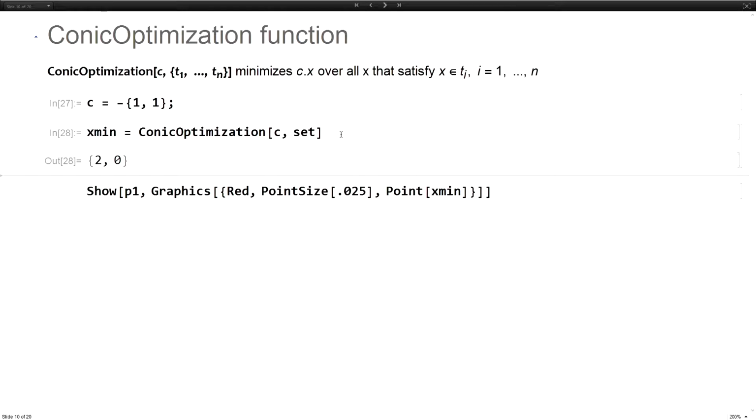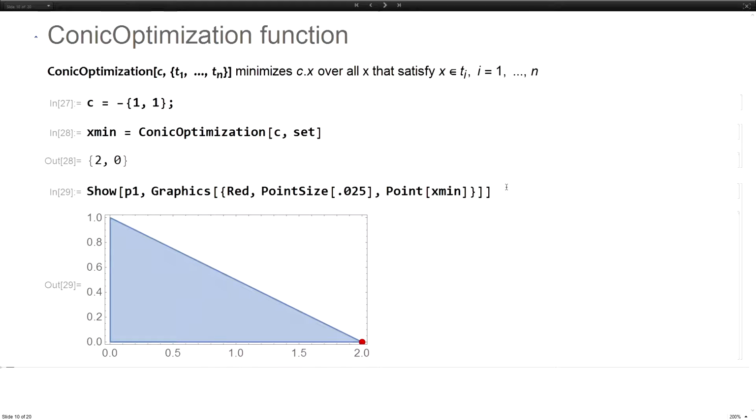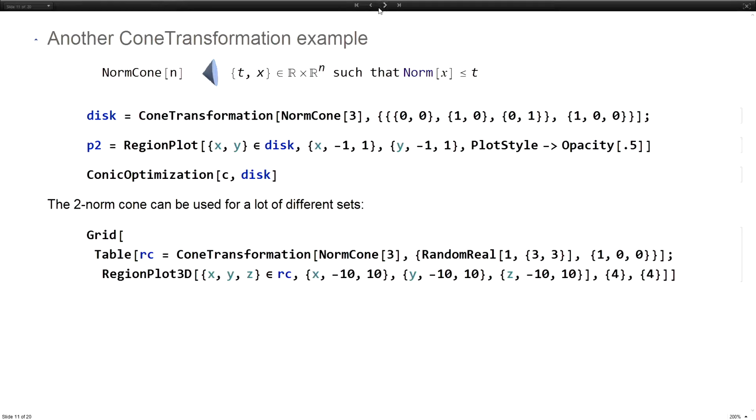So let's look at the result and see if it makes sense. And sure enough, because of minus x minus y, basically I'm maximizing the linear function going in this direction. If you think of minimizing as going this direction, that's going to have the biggest sum of x and y. So that's a simple linear programming problem. Now let's make another example with a different cone that's potentially a little bit more interesting.